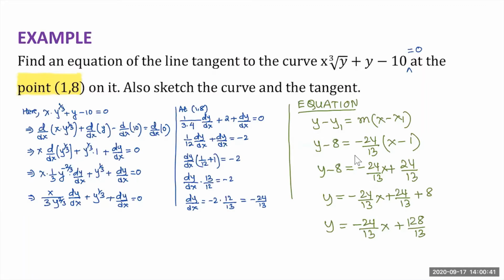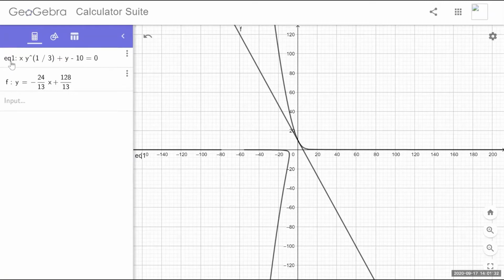Now what we are asked to do, after we find the equation of the tangent line, is to sketch the curve and the tangent line. So we need to draw the curve and also the tangent line. I'm going to sketch the curve and the tangent line using a different program called GeoGebra. So here is my function, which is x multiplied by y raised to 1/3, the cube root of y, plus y minus 10 equal to 0. That is the function, and the section that you see here is the graph of the function.